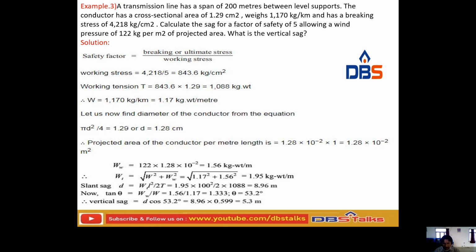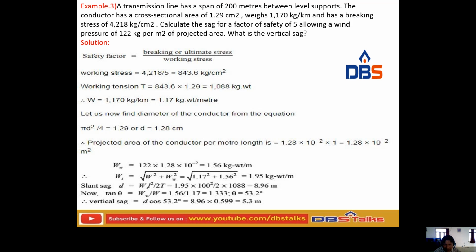Now the total weight is a vector sum of the weight of the conductor squared plus the weight due to the wind squared, that is Wt is equal to the square root of W square plus Ww square. We know W, the weight of the conductor, 1.17, but we don't know Ww.